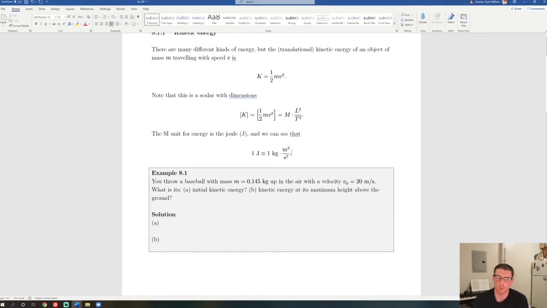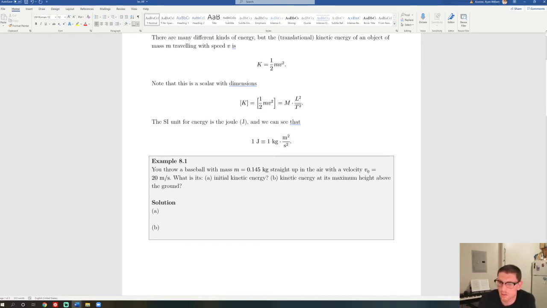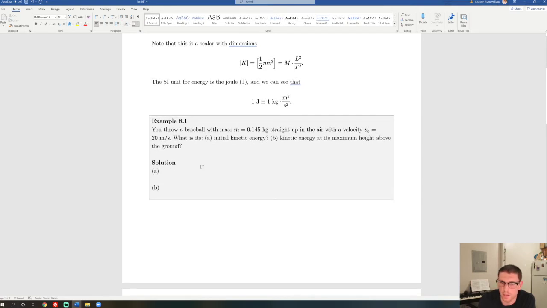So let's look at this example, though. You throw a baseball with mass of 0.145 kilograms up into the air with a velocity v0 equals 20 meters per second. We want to find its initial kinetic energy and the kinetic energy it has at its maximum height above the ground. And so let me just fix this. I want to say straight up into the air here, because the way I envision this is that you throw it up and it only has a y component of velocity. So let me just clarify that.